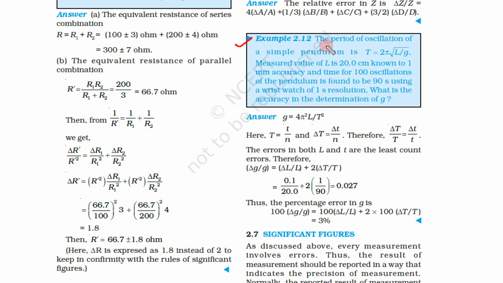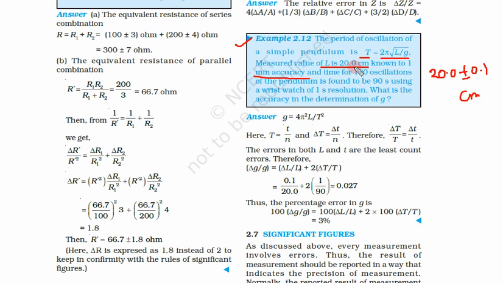Example 2.12. The time period of oscillation of a simple pendulum is given by T is equal to 2 pi under root L by G. Measured value of length is 20 centimeter. So this is the value of L known to 1 mm accuracy. So our value is 20.0 plus minus 0.1 centimeter because it is 1 mm.